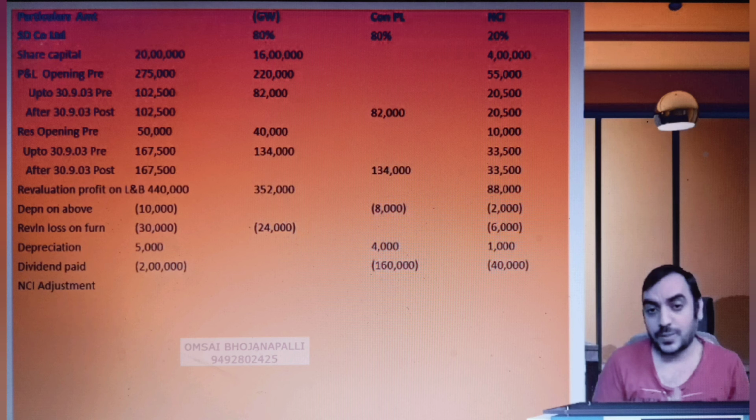This is for land and building. Similarly for furniture, opening book value given in the problem to be 2 lakh, less depreciation 6 months at 20%, 20,000 on 30th September 2003, it becomes 1,80,000.